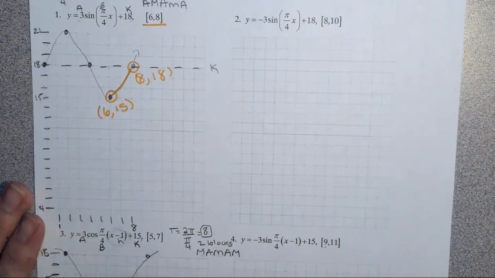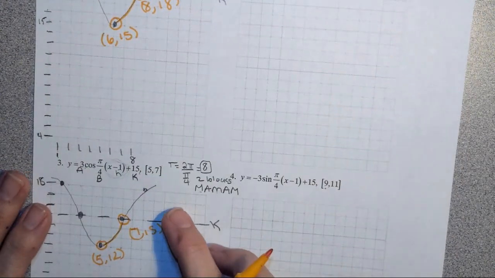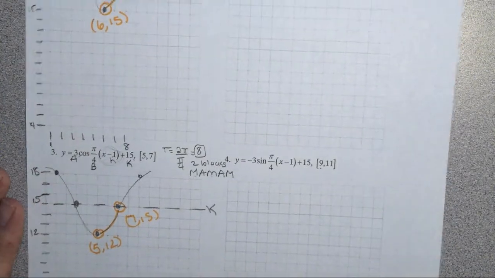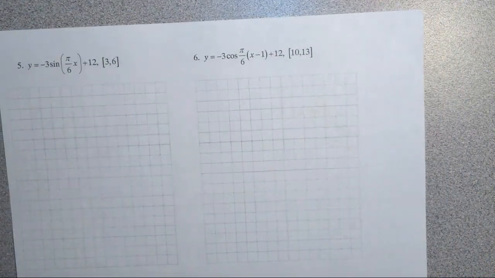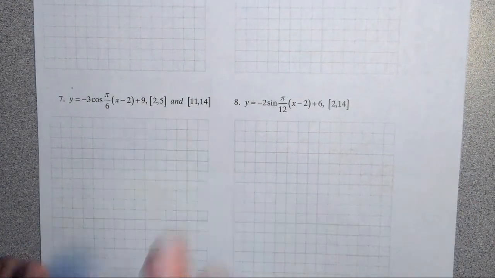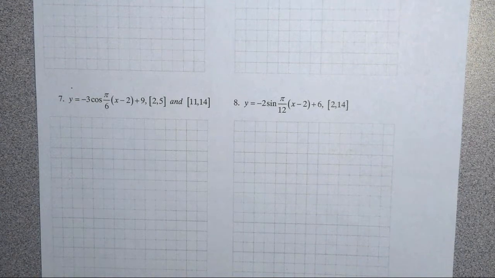So in a minute, I'm going to show you how to take these little pieces that we highlighted and put them on the big graph. So you'll go do the same thing for number 2. You'll do the same thing for number 3. Let's look at the back. On the back, I'm going to go do number 7 with you because it has 2 domains, and I want to make sure you understand how to do that.